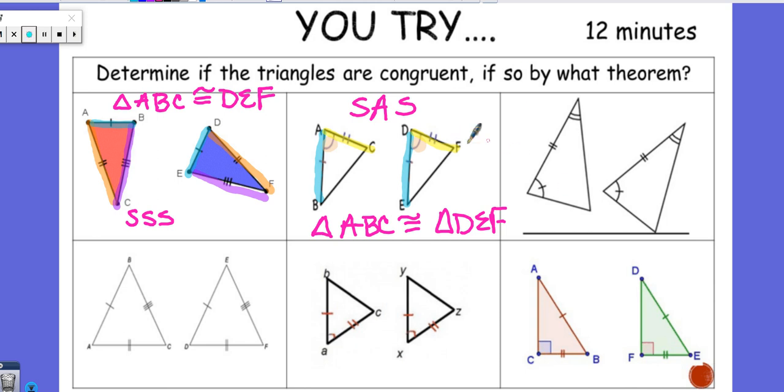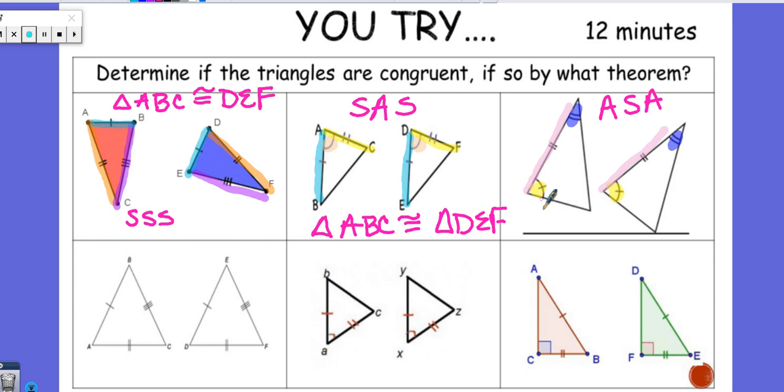All right, the next one here, I have an angle that matches. I have a side that matches. And I have another angle that matches. So these two triangles are congruent by what we call angle, side, angle, and the side is in between the two angles. If you look here, the side is in between the two angles.